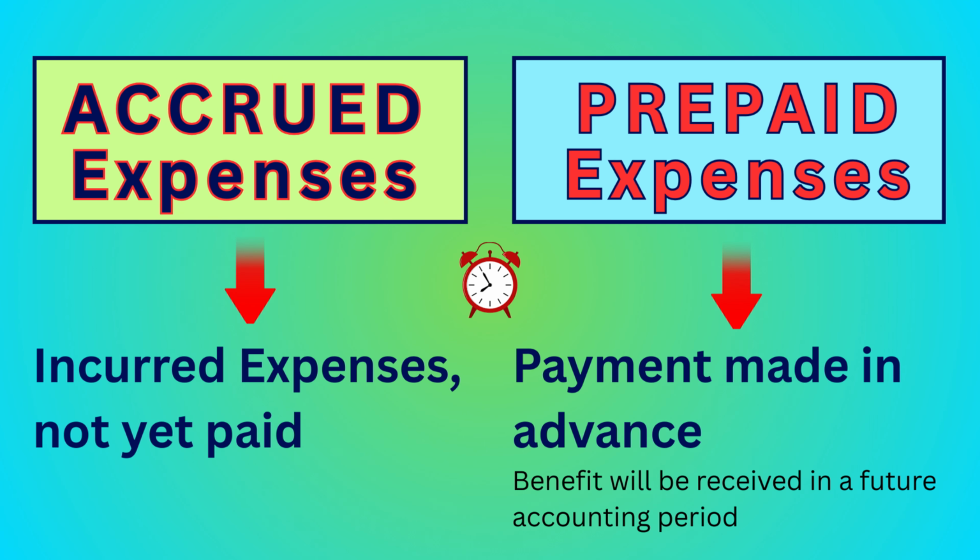Understanding prepaid and accrued expenses ensures expenses are recorded in the correct period, giving a true and fair view of financial performance. An accrued expense is an expense that has been incurred but not yet paid. A prepaid expense is a payment made in advance for a benefit that will be received in a future accounting period.